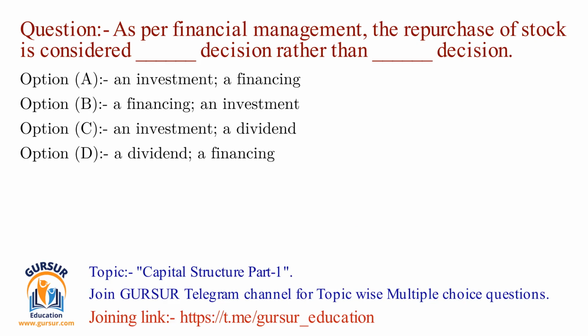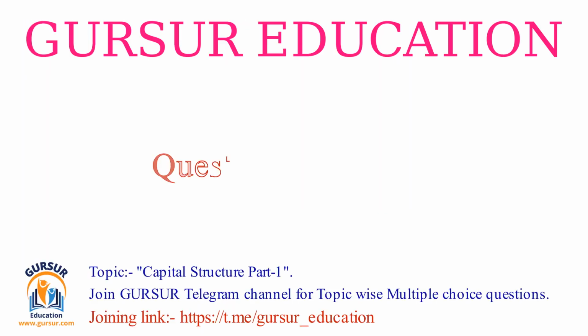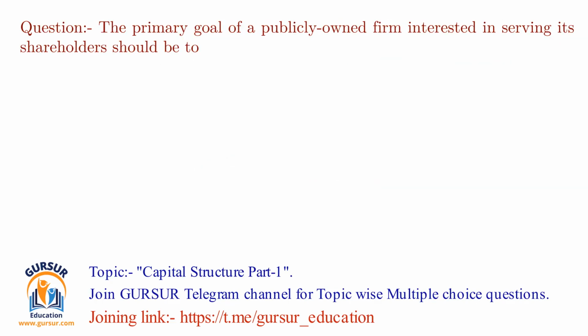So the right answer of this question is option C, and that is an investment and a dividend. So now we move next. The question number 9 is, the primary goal of a publicly owned firm interested in serving its shareholders should be to.